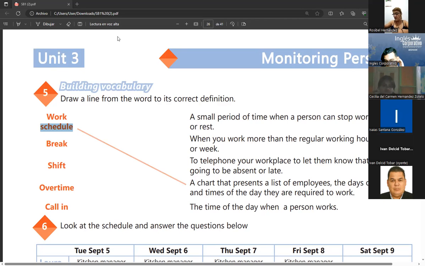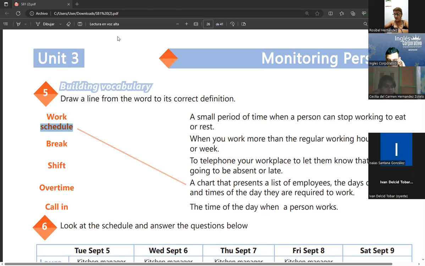All right, I guess you finished this exercise, so we're going to start. Okay, work. What is work here? Teacher, is work schedule the same? Yeah, work schedule, I'm sorry. Well, it's already chosen, right? A chart that presents a list of employees, the days of the week, and times of the day they are required to work. Very good.